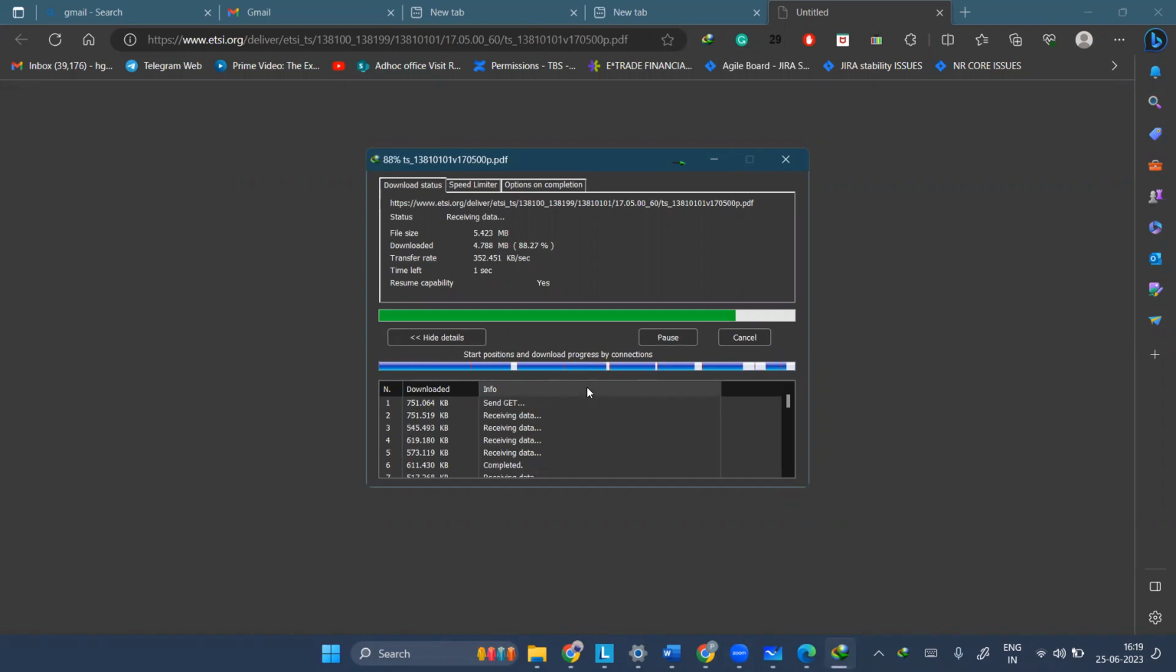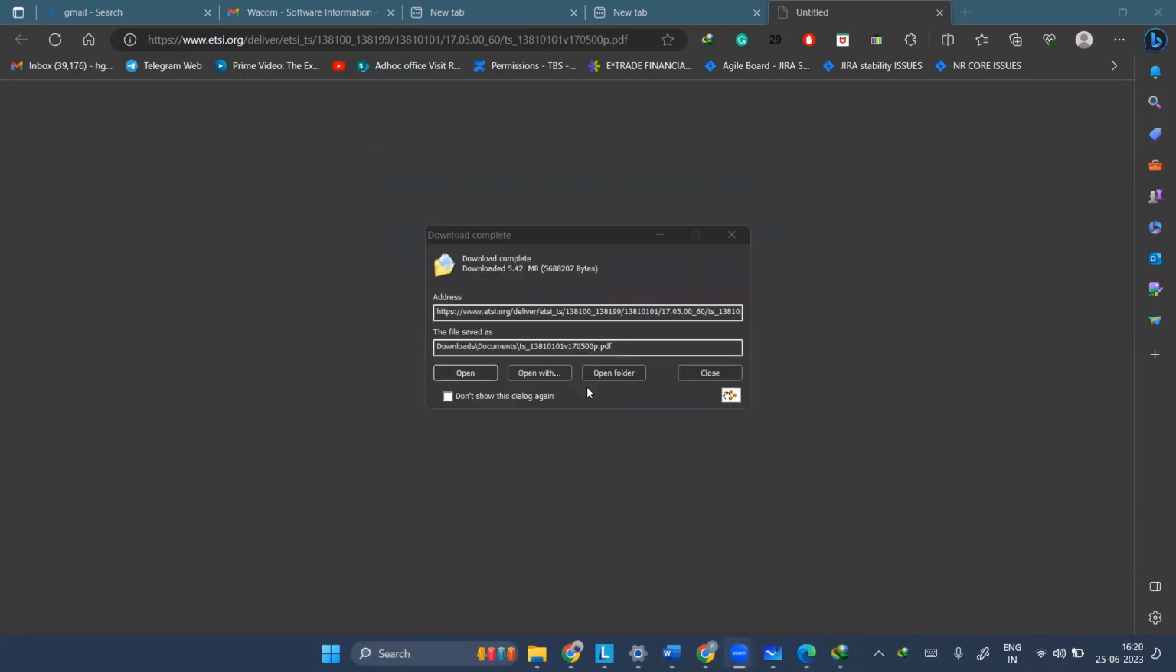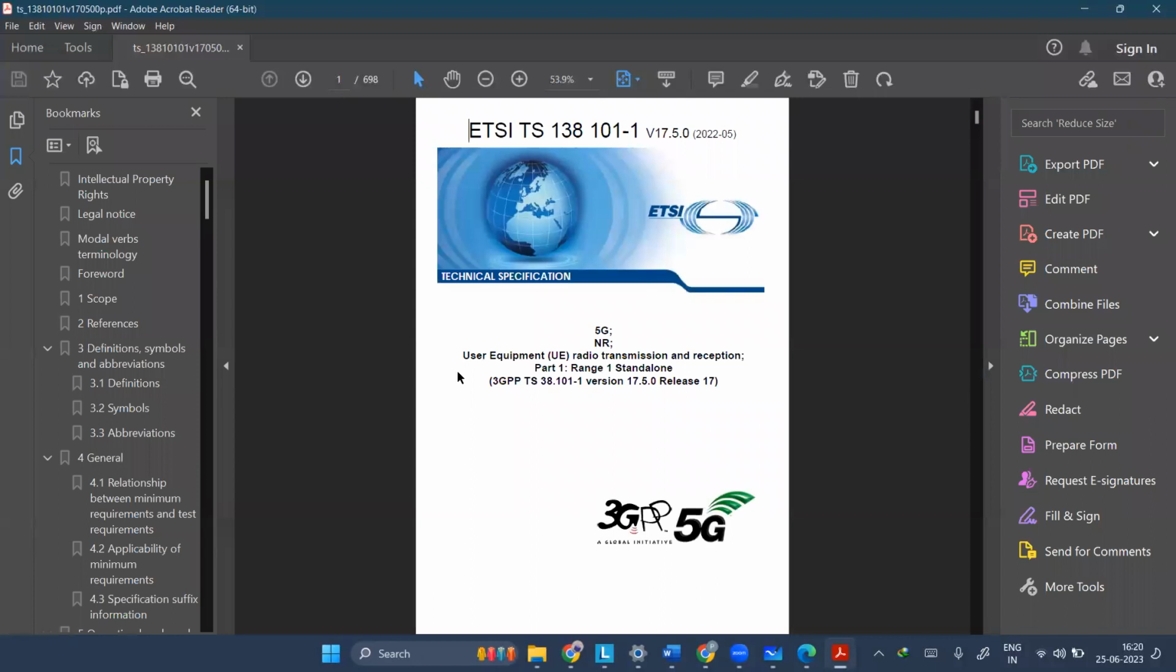So 3GPP specifications are basically standard documentation which you can always refer to for verification of any test scenario you are going to test in 5G, or any scenario where you want to test negative or boundary conditions. You can verify with the 3GPP specification whether it is allowed or not. So I'll go to operating bands.